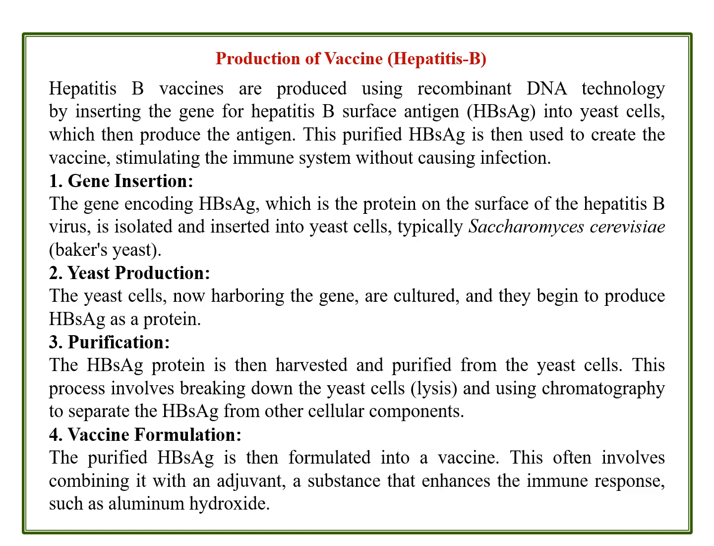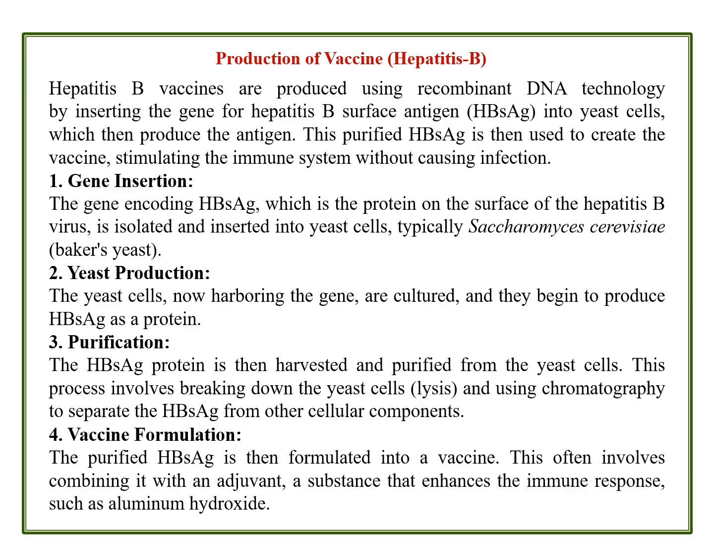Purification. The HBs antigen protein is then harvested and purified from the yeast cells. This process involves breaking down the yeast cells and using chromatography to separate the HBs antigen from other cellular components. Okay, so either ion exchange or size exclusion chromatography is used to separate the surface antigen, since it is a protein, so that from other cellular components the protein will be isolated.